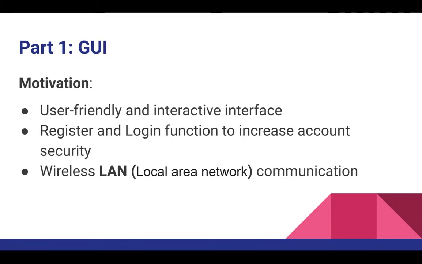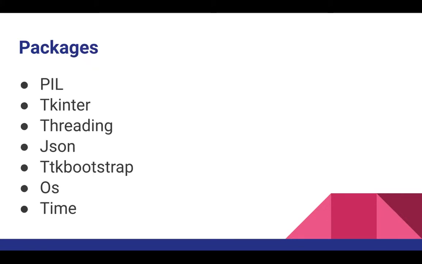And we also add encrypt and decrypt functions to support secure messages. As for GUI, our motivation is to build an interface that is user-friendly and interactive. We also add register and login functions to increase account security. And finally, we add wireless local area network communication to let different computers send images to each other. And here's our package. We use PIL, tkinter, and reading JSON.